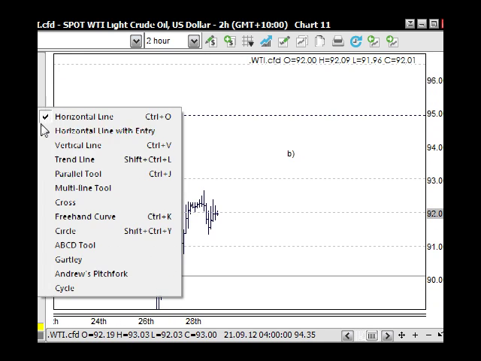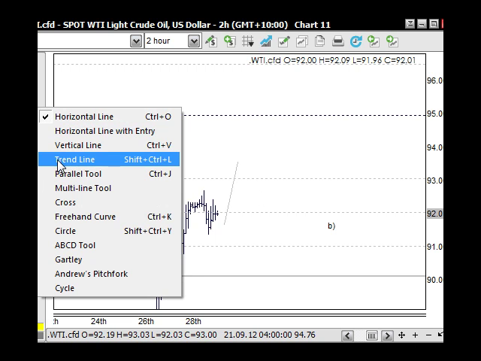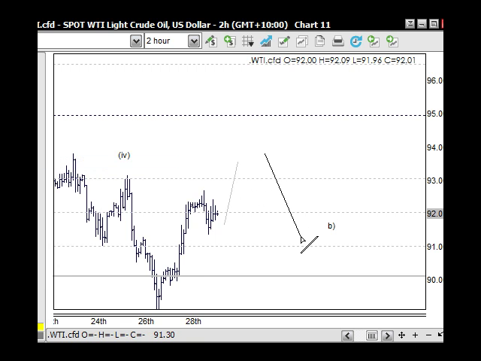So we should see, all things being equal, some sort of correction here, some sort of 5th wave here, which would make the A wave. So we've got 5 waves for the A wave here, then we would see the B wave coming back in 3 waves here.